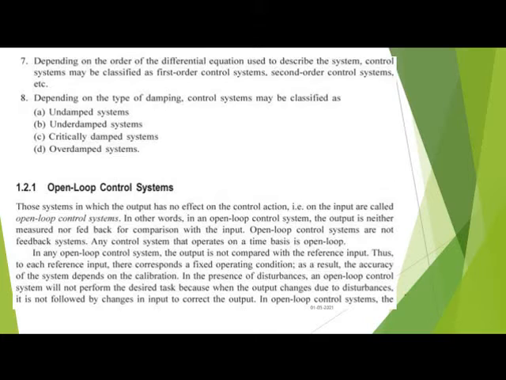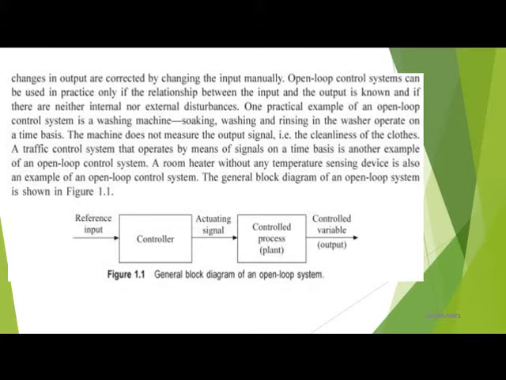In the presence of disturbance, the open loop control system will not perform the desired task because the output is changed due to the disturbance. Unless the input is changed to correct the output, it remains an open loop control system. That is, the output is corrected by changing the input manually. An open loop control system can be used in practice only when the relation between input and output is known, and there are no internal or external disturbances.